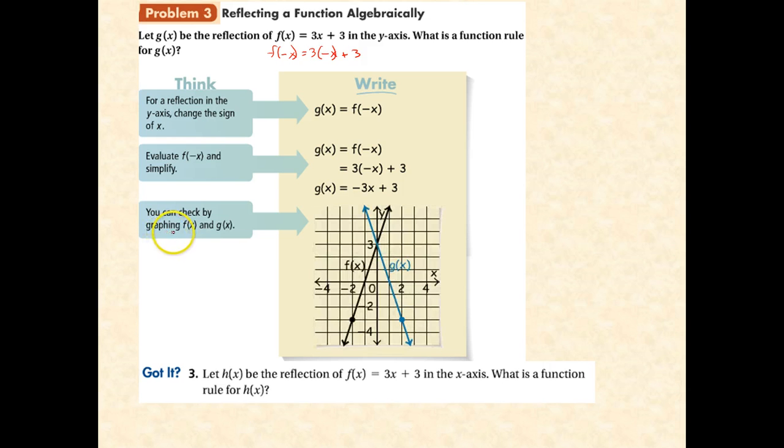You can check by graphing both of them, and bada boom, you'll notice they have the same y-intercept, which is the 3, but it's a reflection in the y-axis.